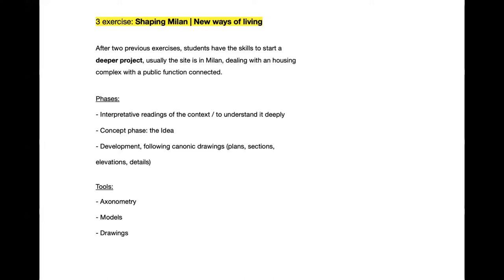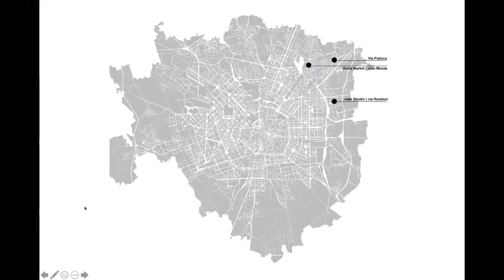And I divide the studio in some phases that you can also see written here. So the first one is the idea to interpret, to read the site, the context, to understand it in order to define a specific program. So even for the housing unit, of course, the concept phase and the definition of the core of the bigger idea, and then the development following some of the canonical drawings that we are all aware of, and of course tools. You know, I push a lot of students to work in axonometry. I strongly believe that this way, especially in the first year, it's very interesting and important, because it helps them to draw the whole building and to have an idea of the space itself. Models, drawings that we also have seen before.